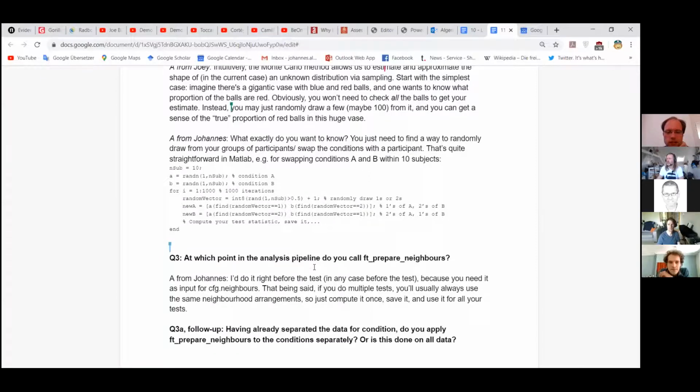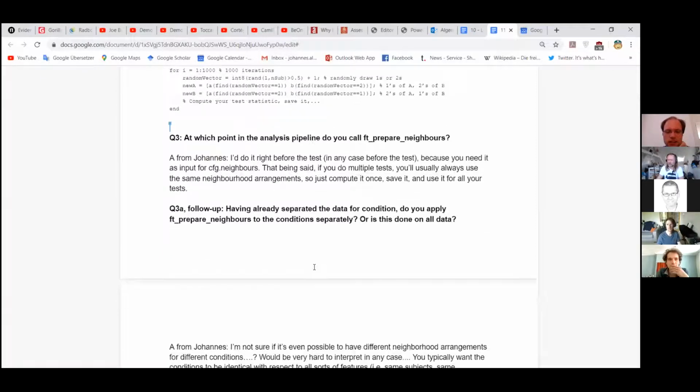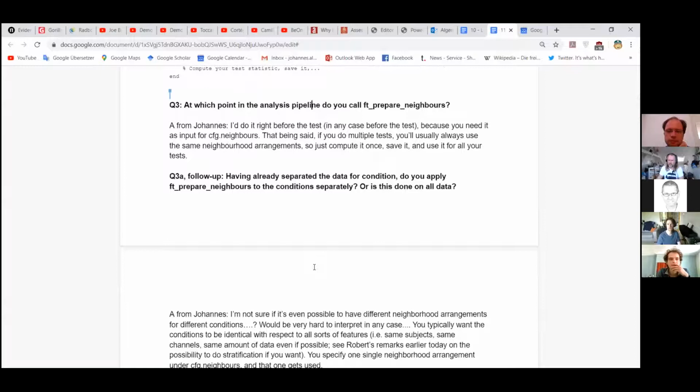The next question is very practical. It's about the pipeline and when you would compute the neighboring structure. My answer was basically that hopefully you're going to have one final setup of channels that you want to include in all your neighbor lists. So you just compute it once, and I would compute it directly before you do the testing. Yeah, so you can just compute it once, and then hopefully you keep it for all your analysis.